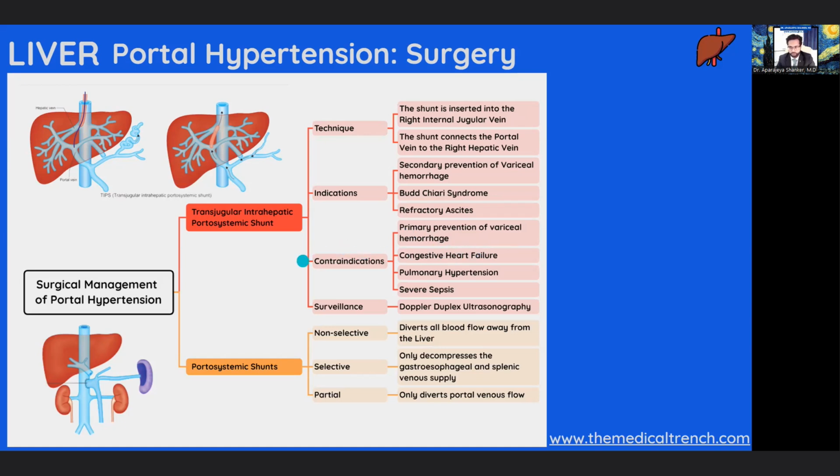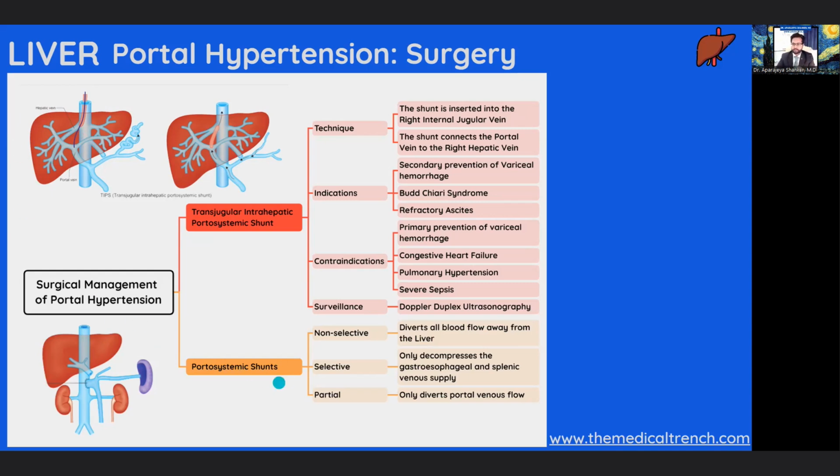Now, the contraindication, like I said, is primary prevention. You don't use it at all when the patient is actually bleeding from their varices, right? And you do the surveillance through something called Doppler duplex ultrasonography, which allows you to measure the flow of blood via the shunt itself. That is used for measuring something called the patency of the shunt, which basically means that you are trying to assess whether the shunt is successful or not.